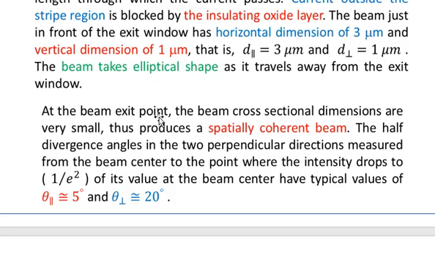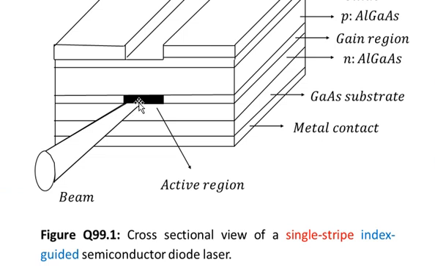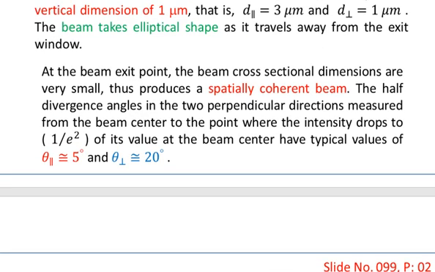At the beam exit point, the beam cross-sectional dimensions are very small, thus producing a spatially coherent beam. Since the opening through which the laser beam is coming out, as shown in this black area, which is the end of the cavity of the laser from where the beam is coming, the dimensions of this are very small. So that's why we can say that the beam coming out from that is a spatially coherent beam. That is, there is an exact phase relationship between different parts of the beam coming out from that region.